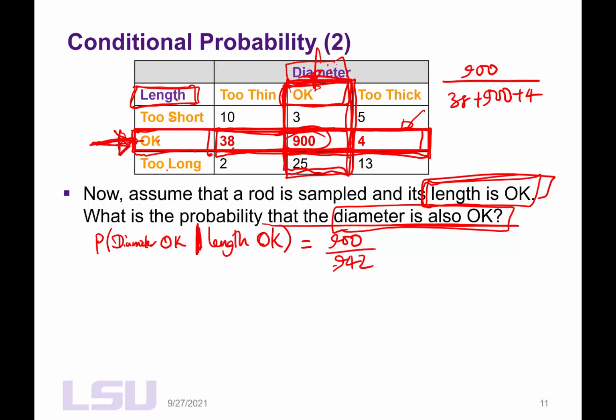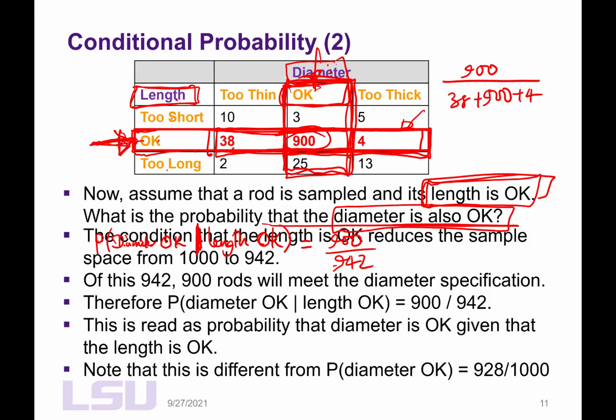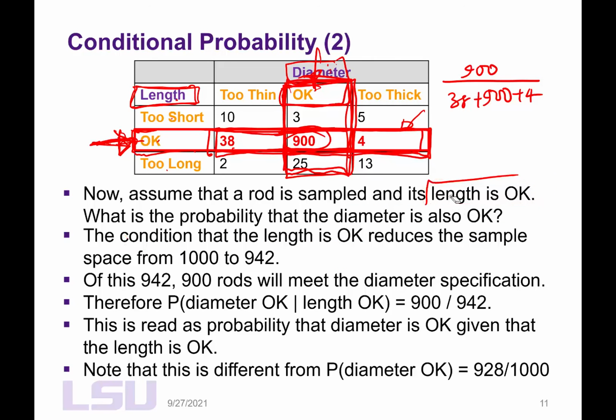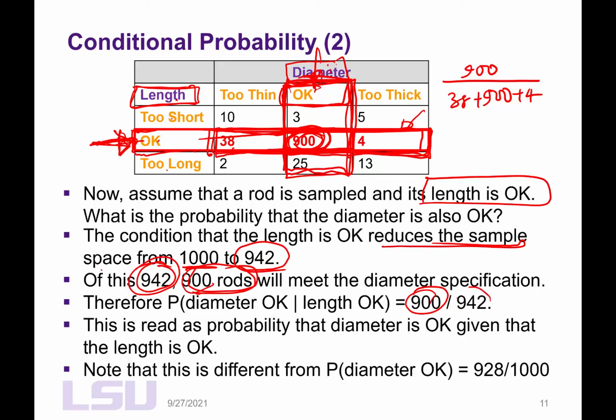Now you use your calculators and finish up the calculation. It is important to realize that the condition you are given here, that the length is okay, reduced the sample space from 1000, which was everything, to just the sum along this column, which is 942. Out of this 942, only 900 have their diameter being okay. That's why 900 is K, and 942 becomes the new N. That has been reduced. And that's the conditional probability that the diameter is okay, given that the length is okay.